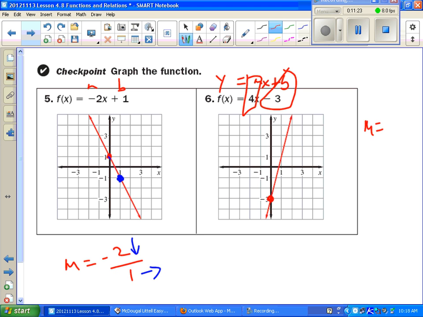M's value is 4. Every number is considered to be over 1. 4 tells you to go up 4 times and to the right 1 time. So from the point where you start, go up 1, 2, 3, 4, and go to the right 1 time to put your second point. Once you have 2 points, you can draw your line straight through both of them. Up 4 times and to the right once.